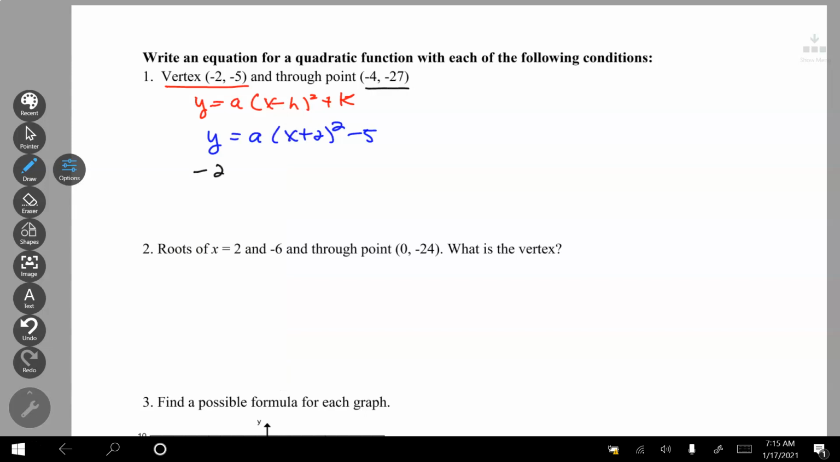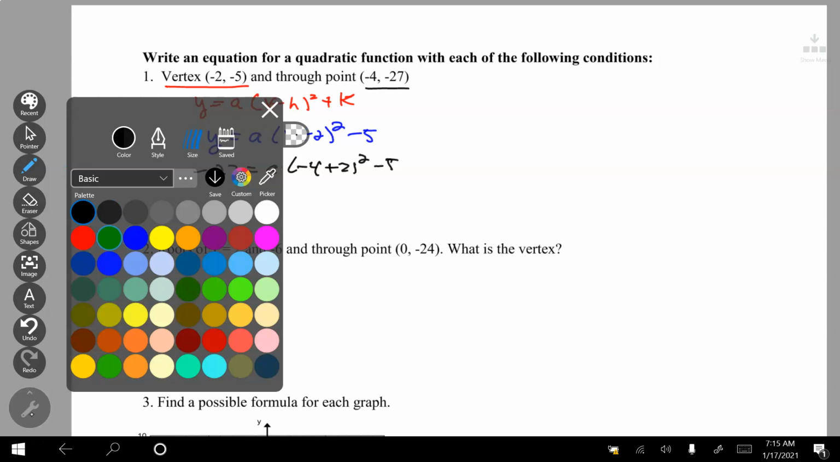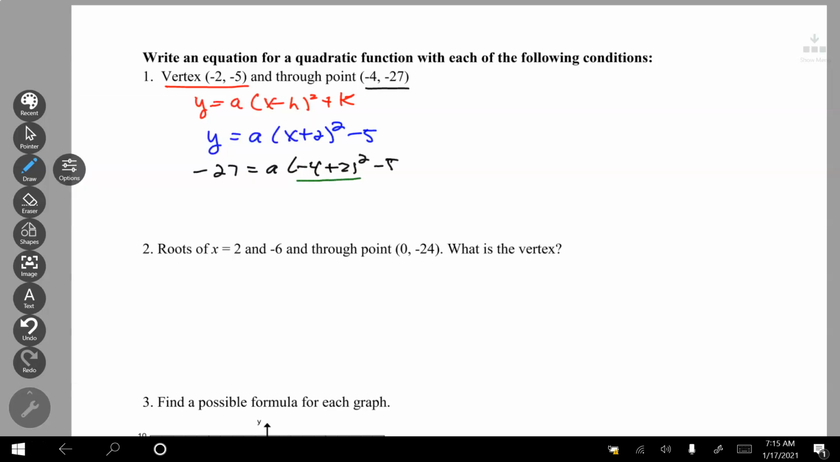So I plug in negative 27 is equal to a(negative 4 plus 2) squared minus 5. Now this is where I see the biggest mistake. People do this, that's fine, and that's negative 4 plus 2 is negative 2 squared, which is going to be 4, so I get negative 27 equals a times 4 minus 5, and people think the 4 minus 5 go together. No, they do not.